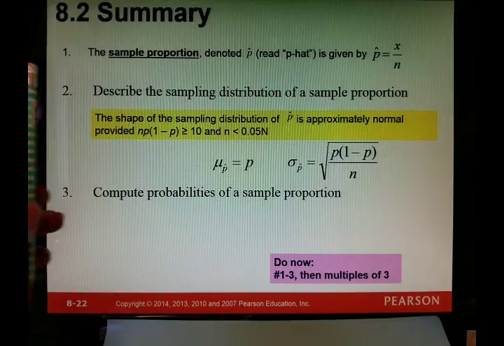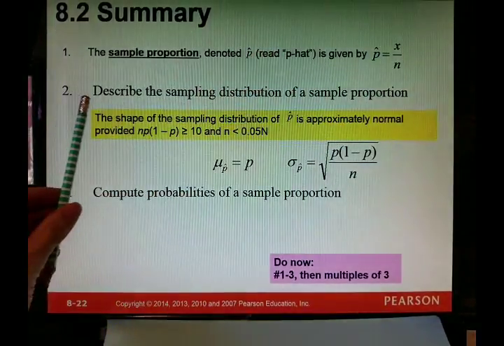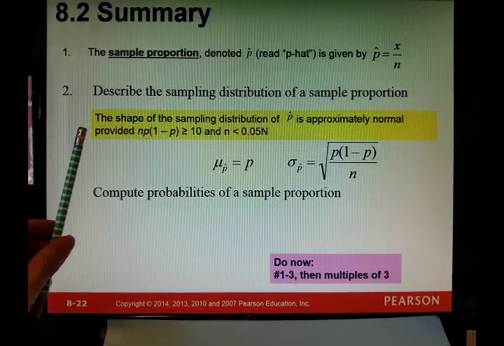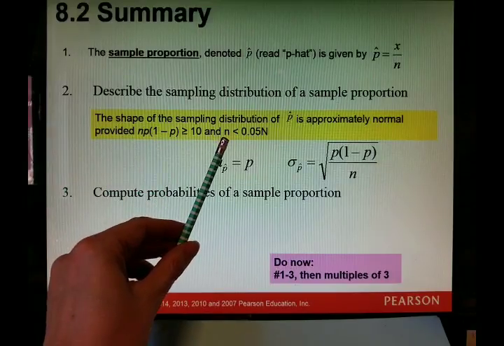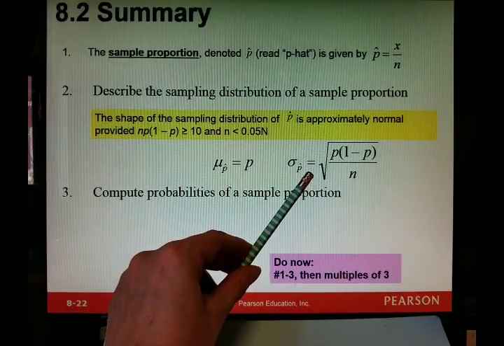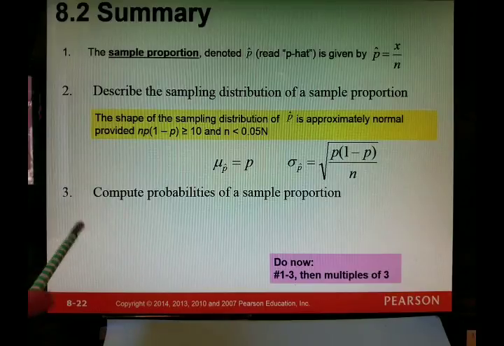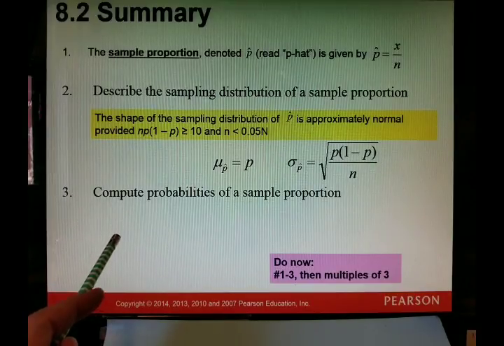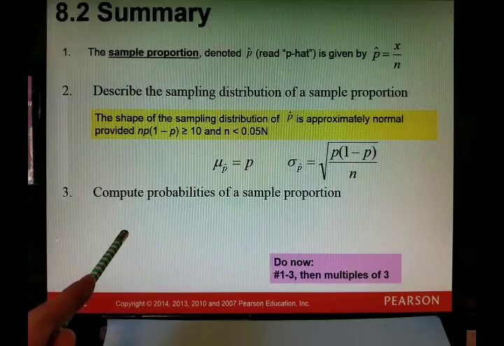So again, a sample proportion, p-hat, is denoted by x over n. The sampling distribution for p-hat is normal, provided that npq is more than 10 and the sample size is less than 5% of the population. Then this would be your mean and this would be your standard deviation. And then we computed the probabilities of each of those. We would convert those to a z-score. From our z-score, we then did a normal CDF, and that would give us our probabilities. And remember, things that are under 5% are unusual. I hope these notes help you.